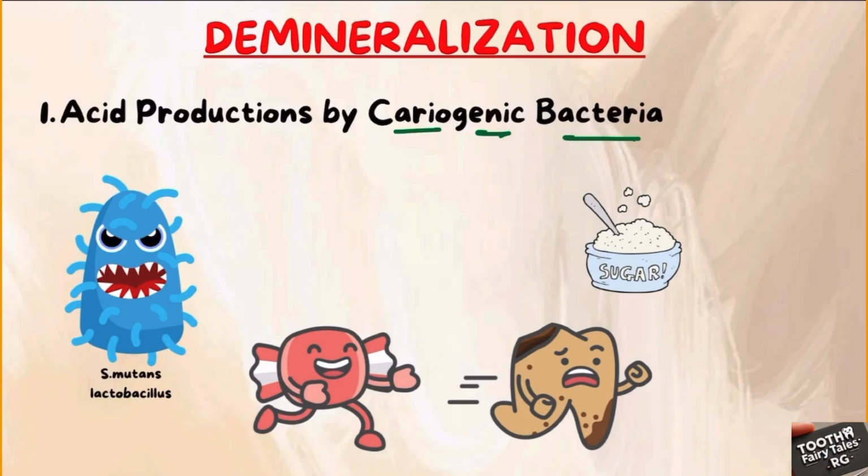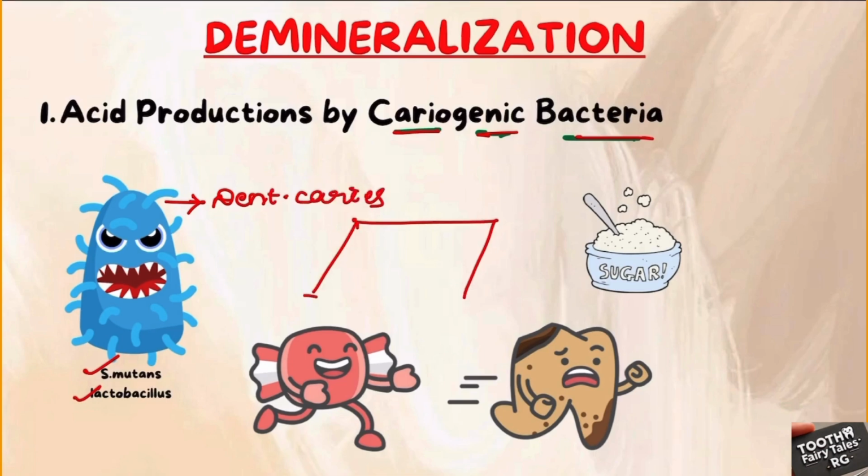Let's start by talking about the role of the cariogenic bacteria. As many of you are aware, bacteria such as Streptococcus mutans and the Lactobacillus are responsible for the formation of dental caries. Suppose this is a biofilm, and these are the bacteria which are present in the biofilm.